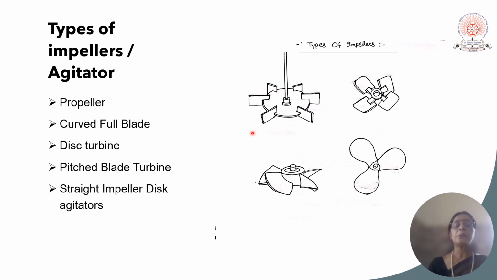These are different types of impellers. So this is the shaft, this is the disc. To the disc, these blades are attached, and this shaft is attached with a motor. When the motor is on, the shaft rotates, and these impeller blades rotate in one direction and they mix the contents. So there are different types of impeller blades. Again, the choice is made based on what type of product is required.